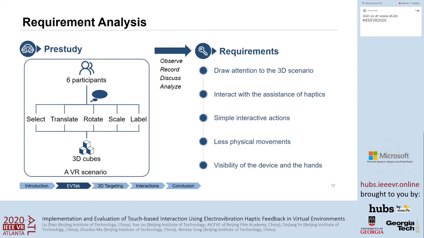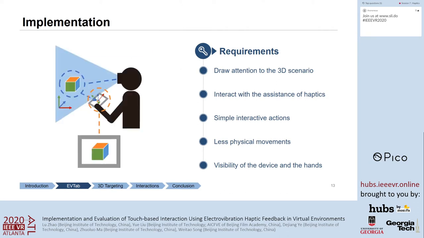We summarize the requirements by analyzing participants' behavior and their explanations. Obvious sensory feedback should be provided appropriately to guide users' attention. Interact with the assistance of haptics. Simple interactive actions, less physical movement to navigate in the virtual environment and manipulate the objects, and visibility of the device and the hands. To satisfy the requirements, we tracked the physical EV-Tab device using an HTC Vive tracker and tracked the participants' hands by mounting a Leap Motion device on the head-mounted display.